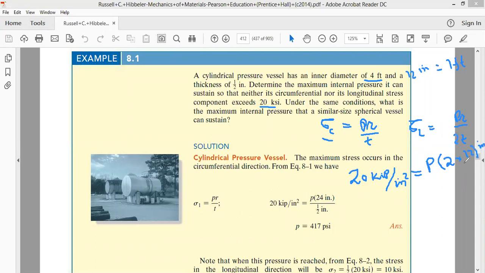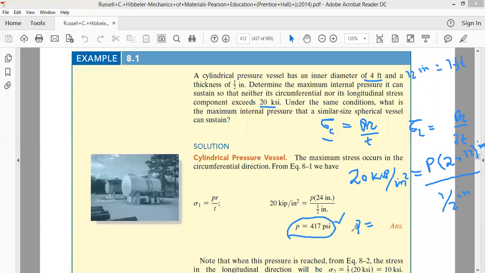2 into 12 inches divided by thickness. The thickness is 1 by 2 inch. So we can solve this to obtain the value of P. We can do simple calculations, and the value of P comes out equal to 417 pound per square inch. So it is around 417 pound per square inch. This is the value of P.